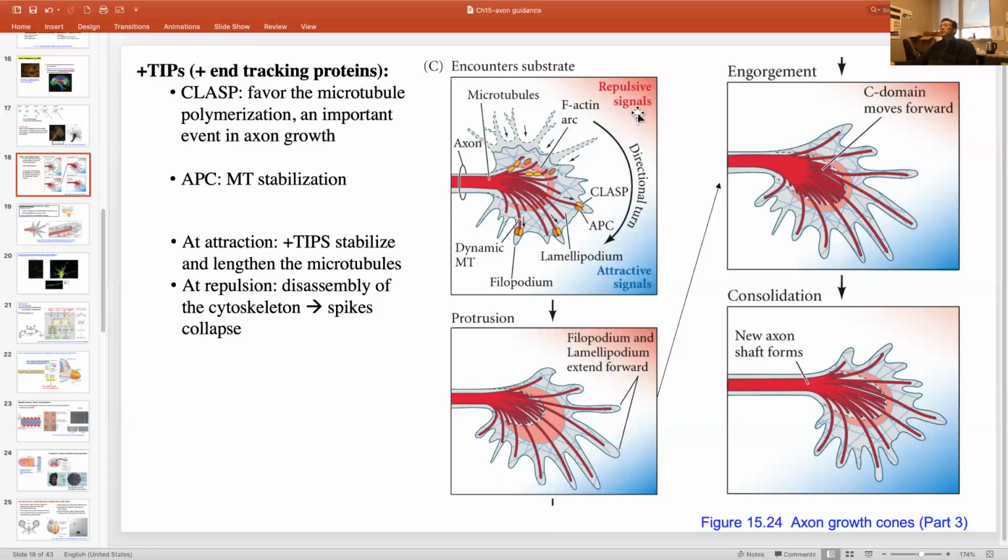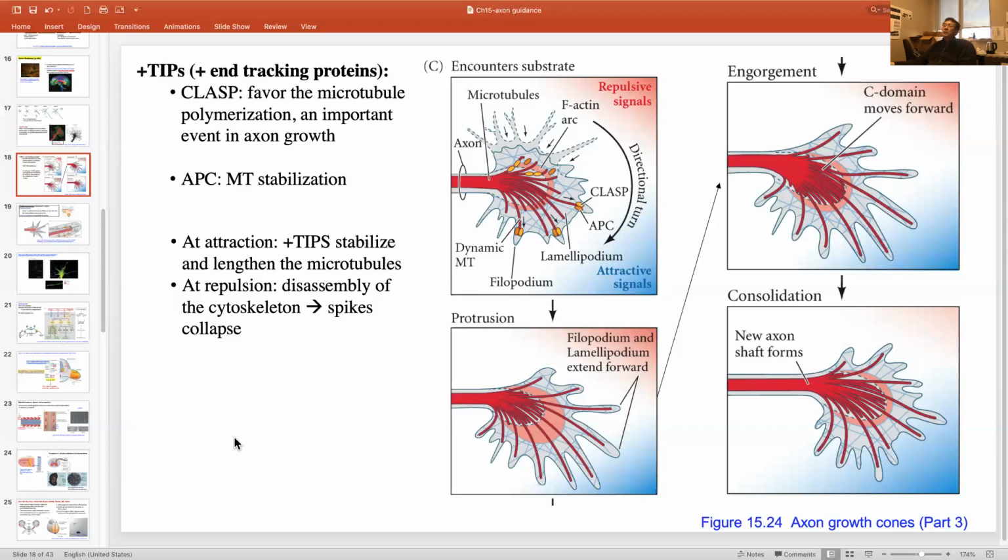Here, in response to a repulsive signal, the microtubule is depolymerized in this area. And in the area where they are receiving the attractive signals, microtubule polymerization takes place, so it's elongating.